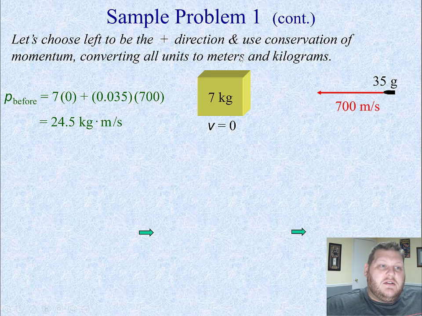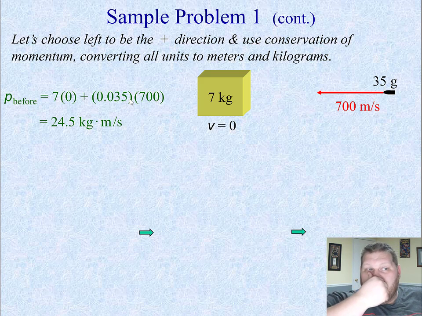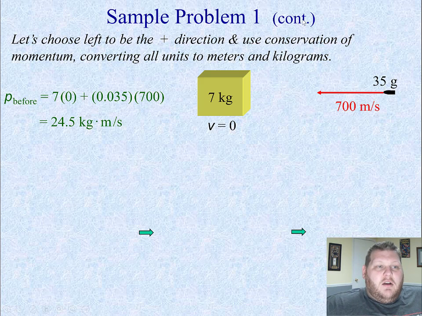Converting from 35 grams to kilograms, we know going from a gram to a kilogram is just moving the decimal place 3 spots to the left. So our momentum beforehand, 35 grams at 700 meters per second: the momentum of the bullet is given here, 0.035 times 700.